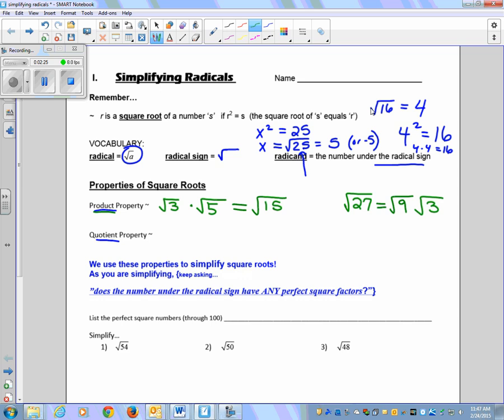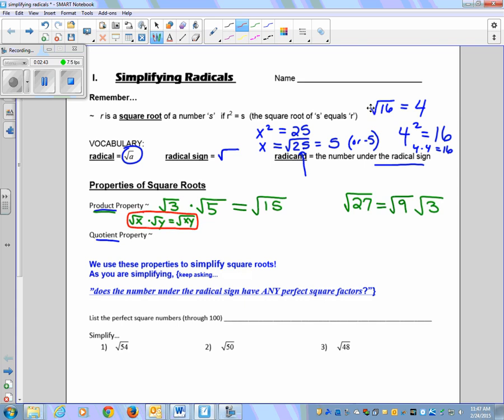Because of this property, square root of 3 times square root of 5 equals the square root of 15. As a property, we would write it like this: the square root of x times the square root of y equals the square root of xy, the product of those two numbers.